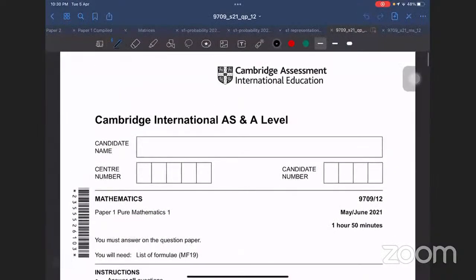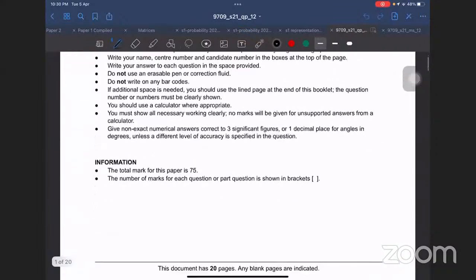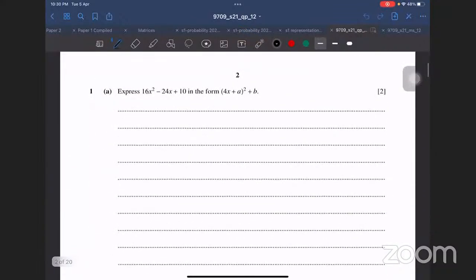Okay, so this is June 2021, variant 1-2. The first question is about completing the square. I always complete the square using comparison. You can use a different method. 8ax plus a squared plus b.